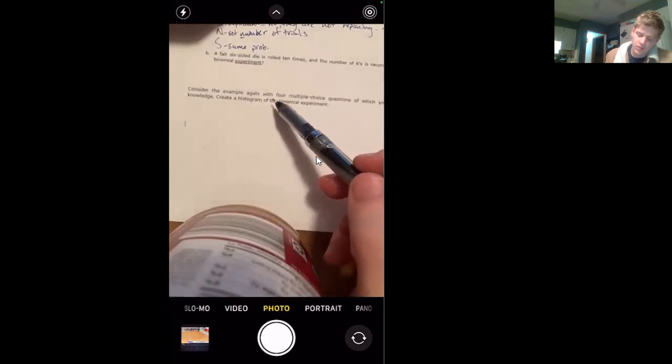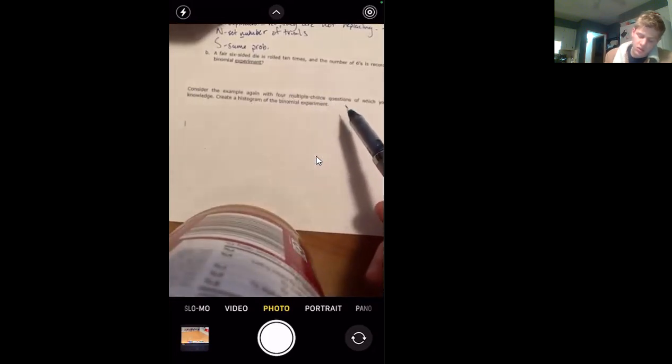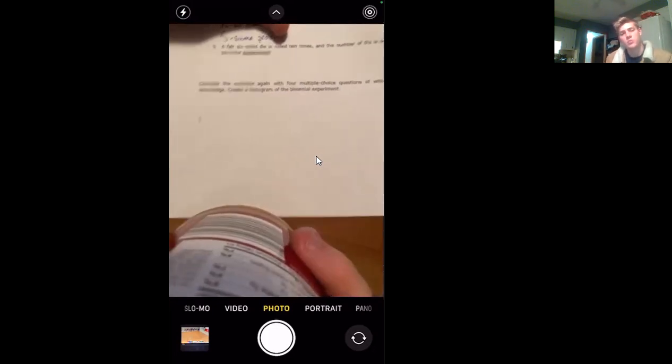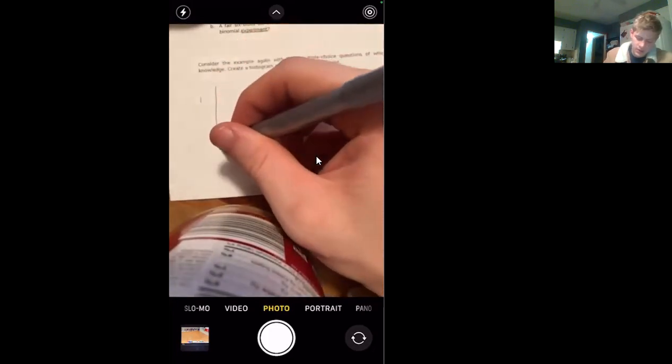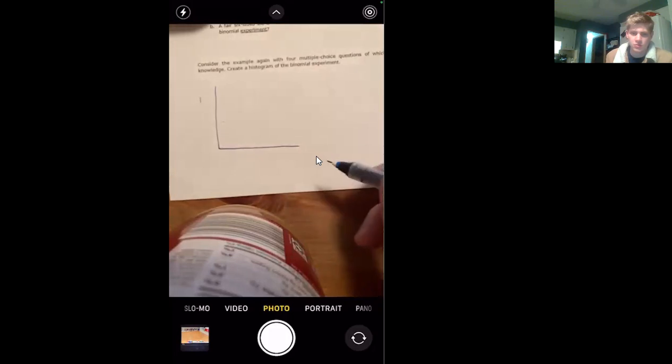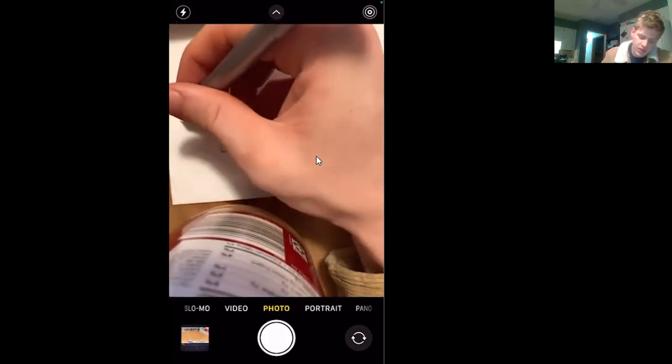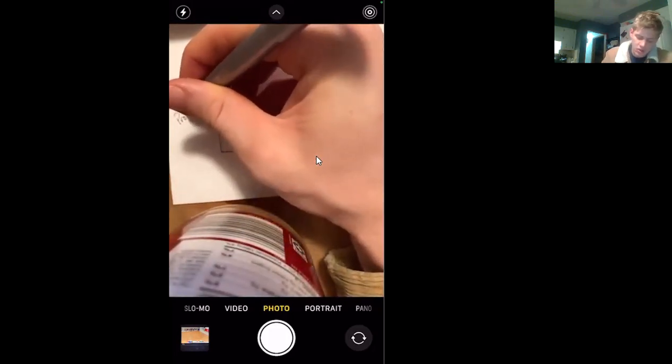Now you got to make a histogram. Consider the example again with the four multiple choice questions of which you have no knowledge. Create a histogram of the binomial experiment. So a histogram, I know if we're doing this binomial experiment, on the left-hand side is going to be the probability of the event occurring. So probability.